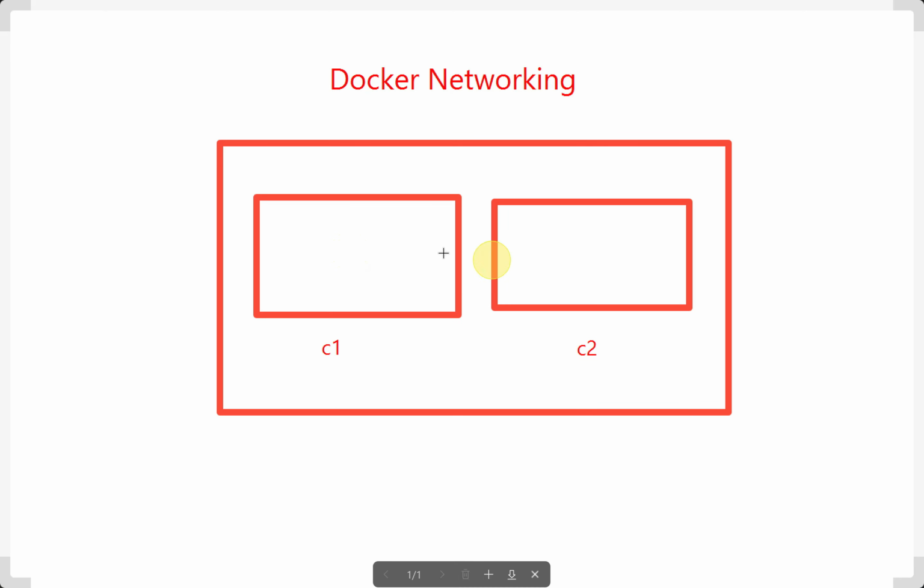Now consider I have two containers, C1 and C2. By default, both the containers will be in bridge network and they can communicate with each other. What if I don't want this? What if C1 should not talk to C2? How can I achieve that? For that, I can create custom bridge networks and create different containers in different custom bridge networks so that they will not communicate with each other.